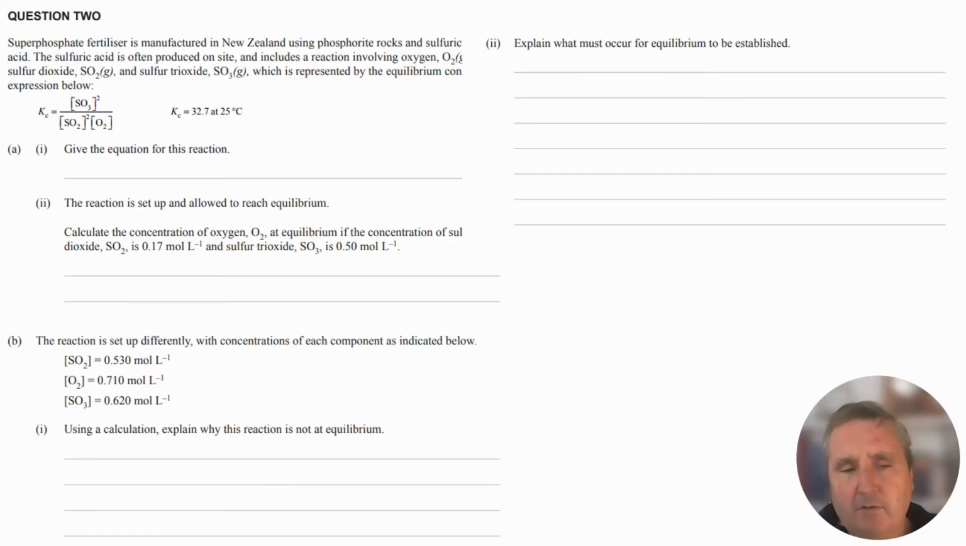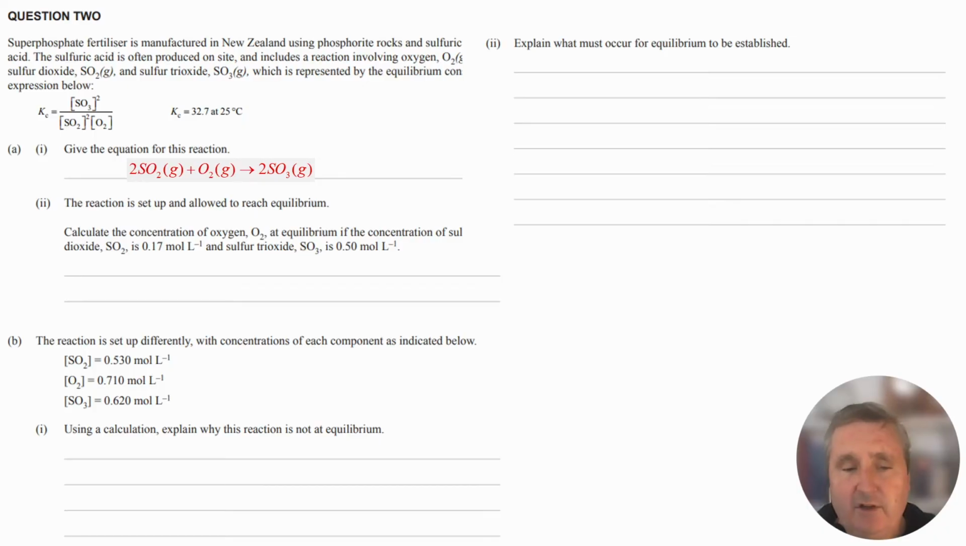So if we were to write this out, SO3 on the top would be the only product, and it would have a 2 in front of it. SO2 would be a reactant with a 2 in front of it, and O2 would also be a reactant. And this is the equation we get here: 2SO2 plus O2 goes to 2SO3.